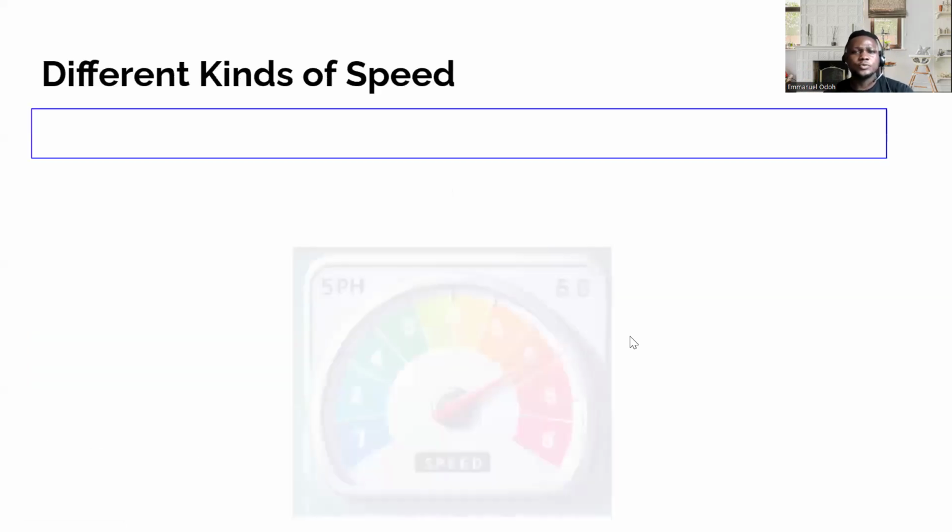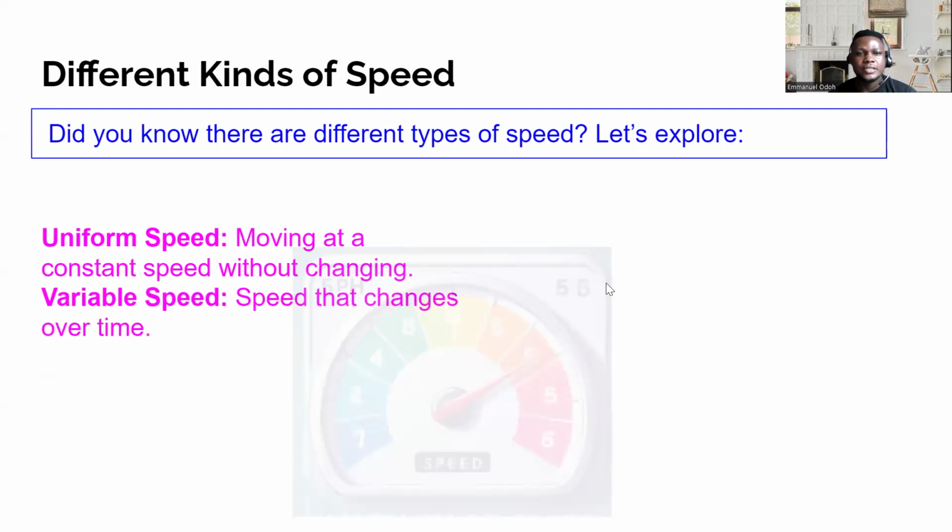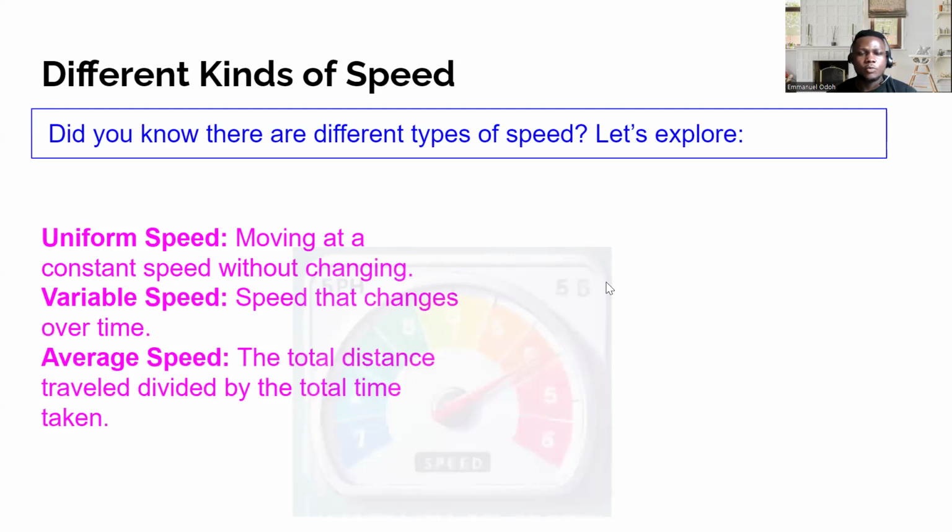So the next concept, we'll look at the different kinds of speed that we have. There are different types of speed to consider. And we have the uniform speed. So when an object moves at a constant speed without changing, we say that object has a uniform speed. We have variable speed. A variable speed is a speed that changes over time. So it's not constant, it changes over time. That is a variable speed.